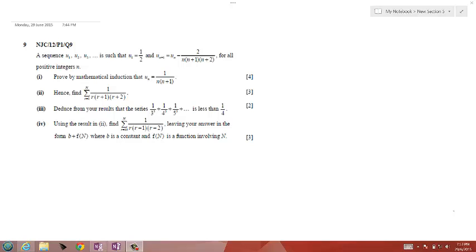Okay, let me just go through this question. Part 1 is quite straightforward, right? I'm sure you can do it. So for part 2, you need to use the method of difference, okay?